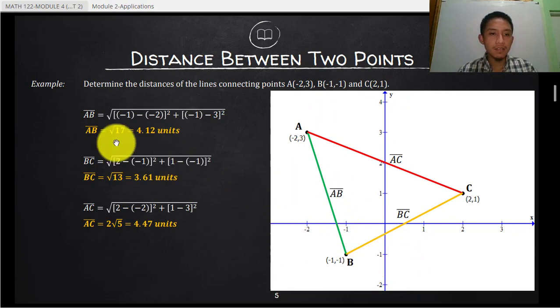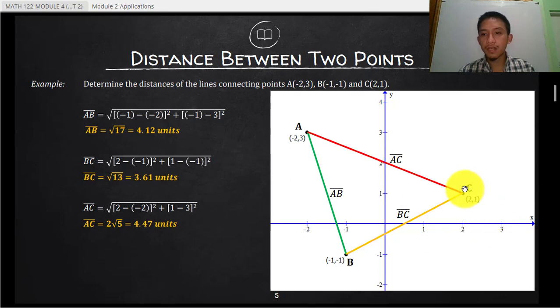Okay, so how about your BC, line segment BC from B to C? If I connect that one, that is the distance that we are trying to solve, or the length of your line segment BC. So the same, I will consider my C as the second point, B as my first point. So I will follow the arrangement of my naming, B to C. So always C minus B. So x first, 2 minus -1. So you have here delta x as 2 minus -1, and then in your y is 1 minus -1. Okay, so you will end up with the square root of 13, or again approximately 3.61 units.